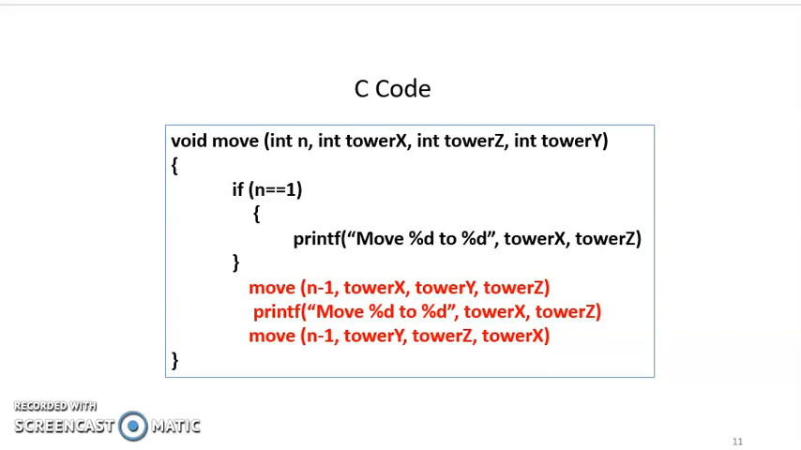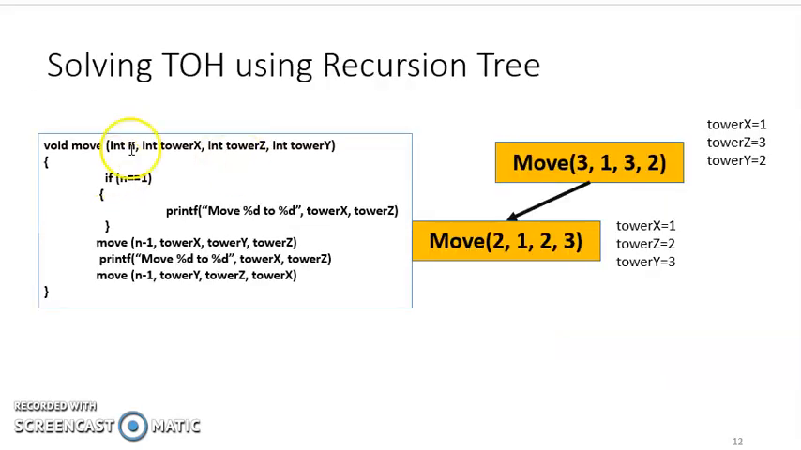So let us solve using a recursion tree. If this is our problem, that is, move 3 disks from 1 to 3 using 2, that is Tower x is 1, Tower z is 3, and Tower y is 2. So it will recursively call this equation first, that is Tower x to Tower y, that is 1 to 2 using 3. So 1 to 3 for 2 will call 1 to 2 using 3.